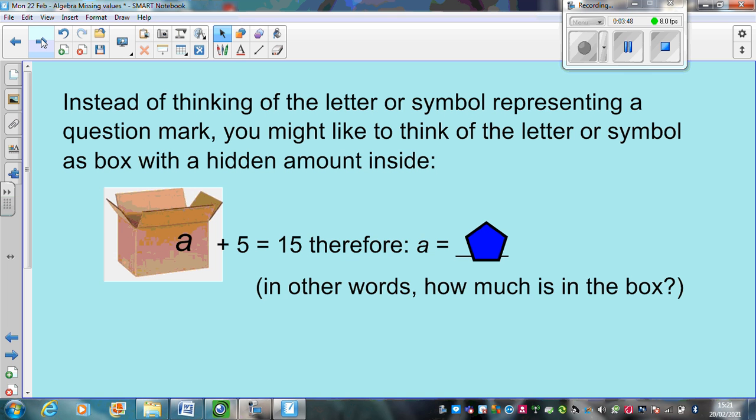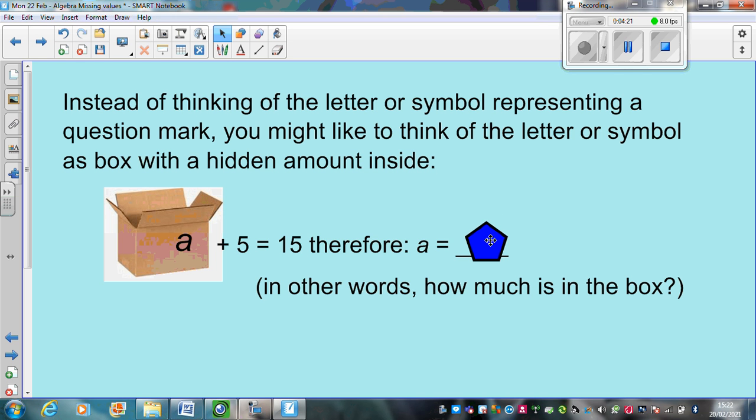Now, as these things get a little bit more complicated, you might want to think about the letter or a symbol as representing, instead of a question mark, a box with a hidden number inside. So if you have a look at this question, a box, we're going to call it a, has a number inside, and plus 5, the number together makes 15. So, how much is a worth? In other words, how much must be in the box? Let's go on and we'll have a look.